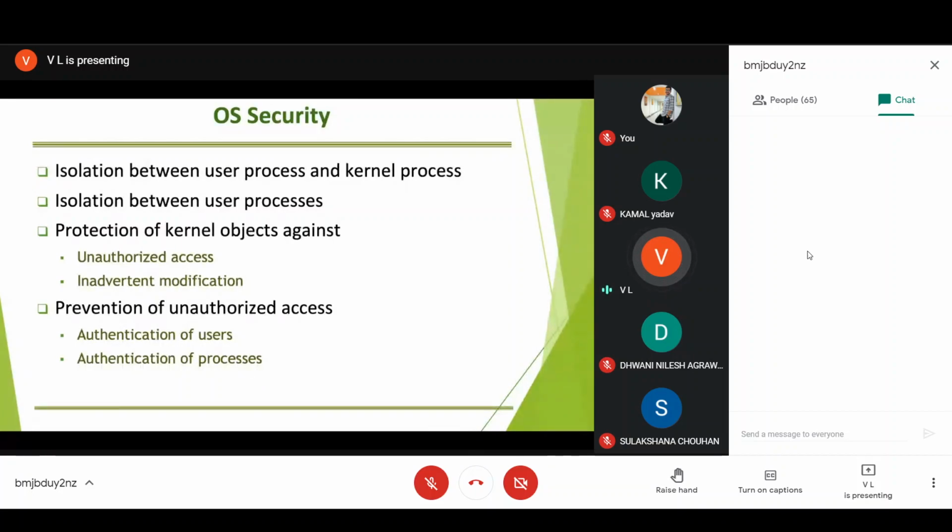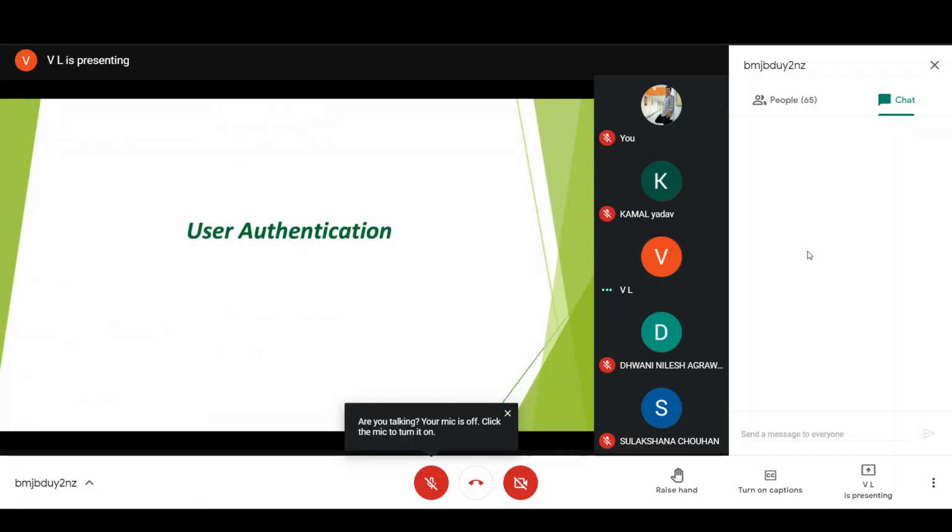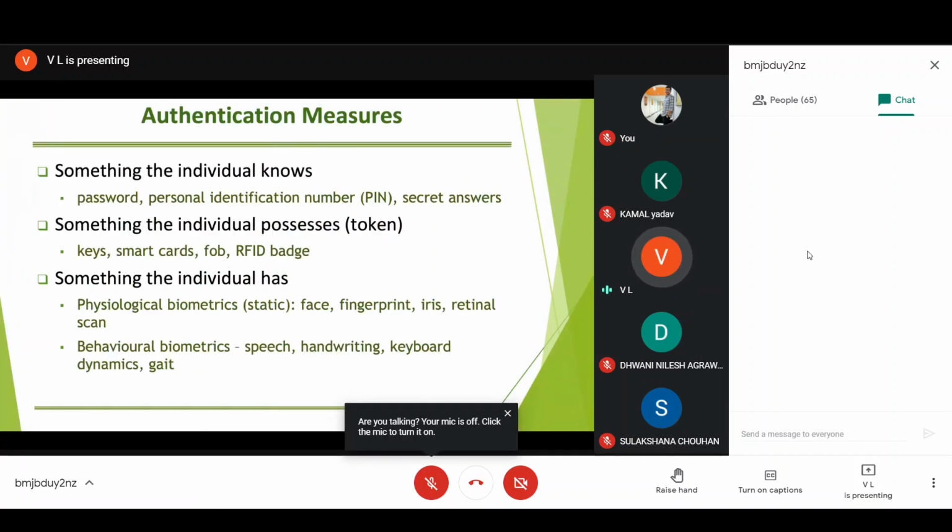And to prevent the unauthorized access, the user needs to be authenticated, as well as the processes need to be authenticated. So generally, user authentication mechanism is done either through something that the individual knows, something that a user knows. Here, user is a person who is logging onto the machine.